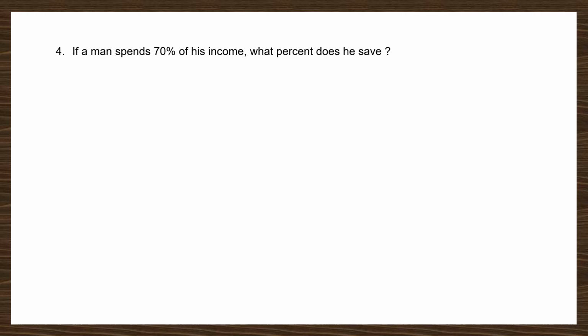Question 4. If a man spends 70% of his income, what percent does he save? Okay, let's start. Let the total income of the man be 100 rupees. We'll just assume that the total income of a man is 100 rupees. Out of this, amount spent will be 70% of 100 rupees. So let's find out how much he spent.